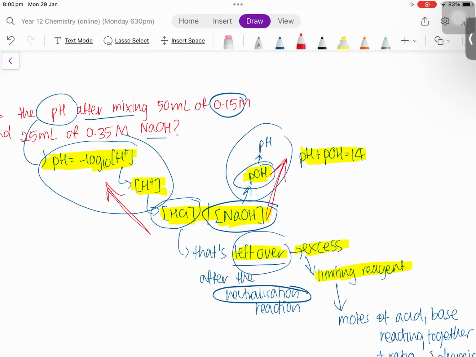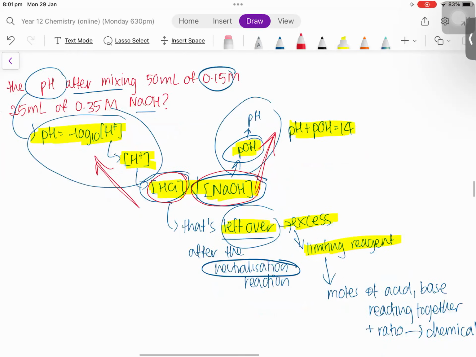So for me to figure out which route I take, it depends on which one's left over. Okay, so normally when you guys work backwards, there is only one way of doing it. Now you have to figure out which path you take. This is sort of like an if statement in coding. So for me to figure out which route I take, I need to figure out which one's left over, the acid or the base. So that's my next step.